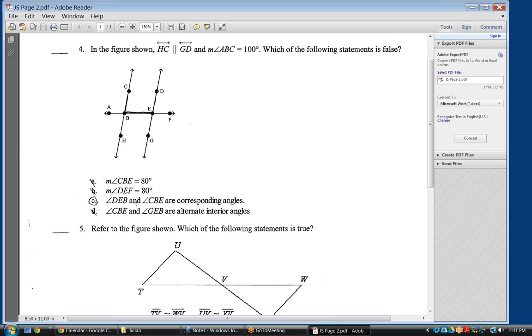Angle DEB and CBE are corresponding angles. DEB and CBE. They are not corresponding angles. So that's correct. And the last statement, CBE and GEB are alternate interior angles. That's correct also. That one and this one.